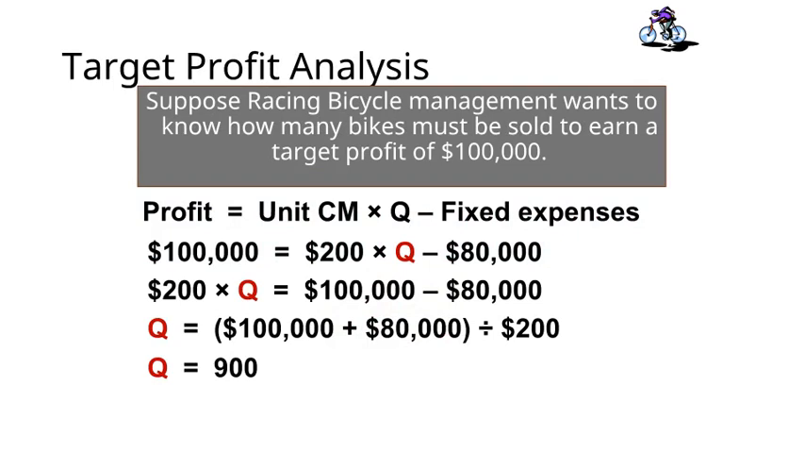Our equation should read $100,000, the target profit, equals $200, the unit CM, times Q, the unknown units to sell, less $80,000, total fixed expenses. Now we solve this equation. As you can see, the target unit sales to produce net operating income of $100,000 is 900 bikes. Why not take a few minutes and verify this answer?